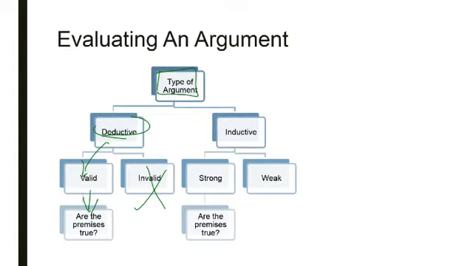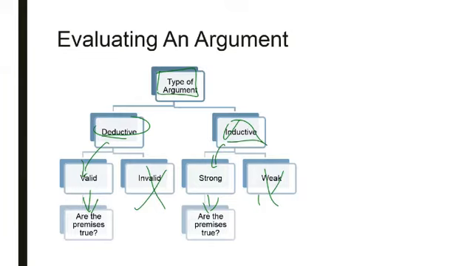Okay, now if we go to our inductive arguments, we ask, is it strong or is it weak? Well, a weak inductive argument, one where the premises don't give a high degree of probability to the conclusion, is much like an invalid deductive argument. We're done. Okay? We're done. That's it. A strong inductive argument, however, is one where we will ask, are the premises true? Because we want to know if it's cogent.